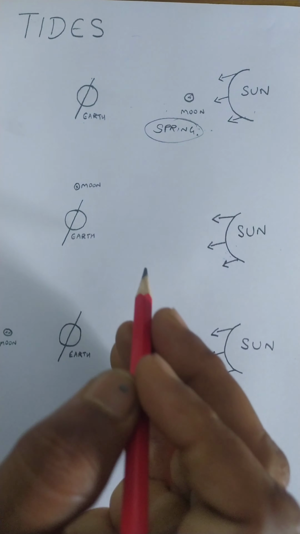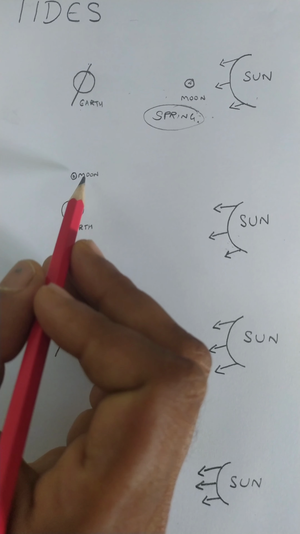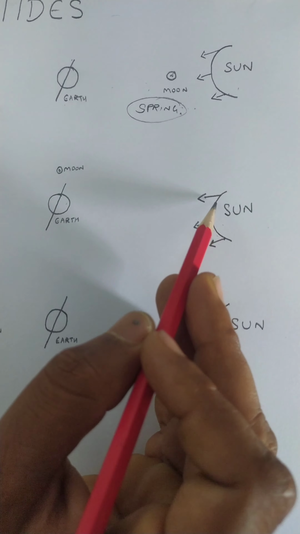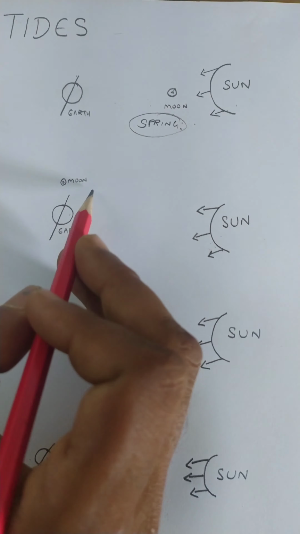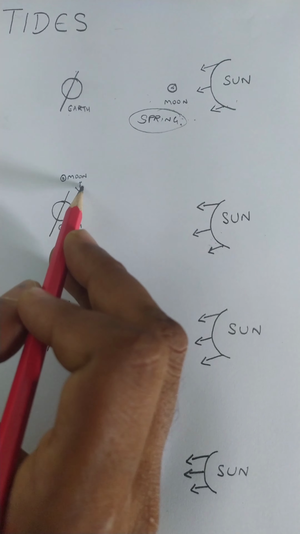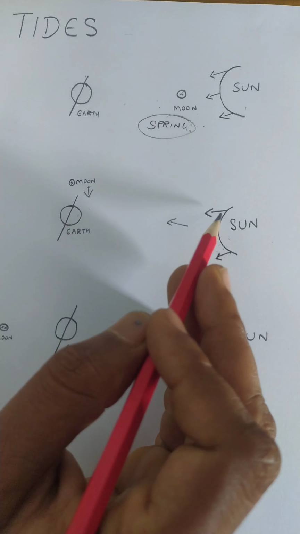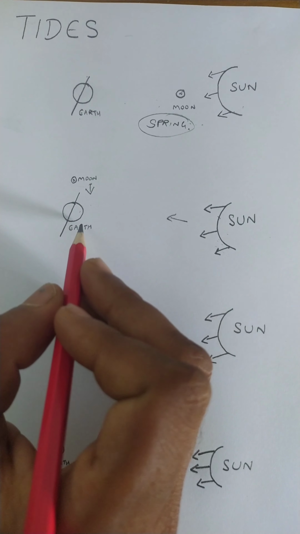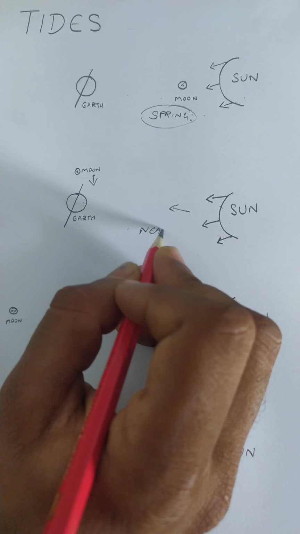Next comes the neap tide. In a neap tide, the moon is basically at 90 degrees to the earth and the sun is exactly 180 degrees. So the pull is combined. One pull will come from here, the next pull will come from here. In this position, the pull of the sun is reduced by the pull of the moon. So this causes a neap tide.